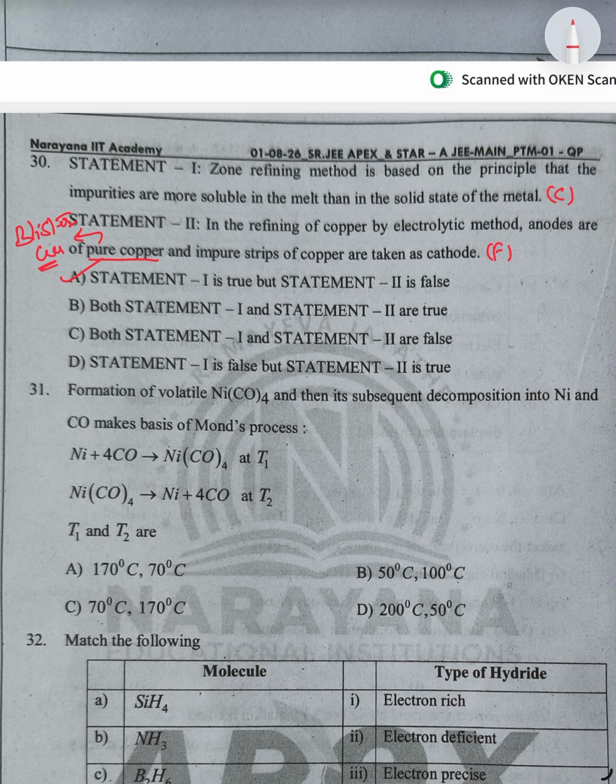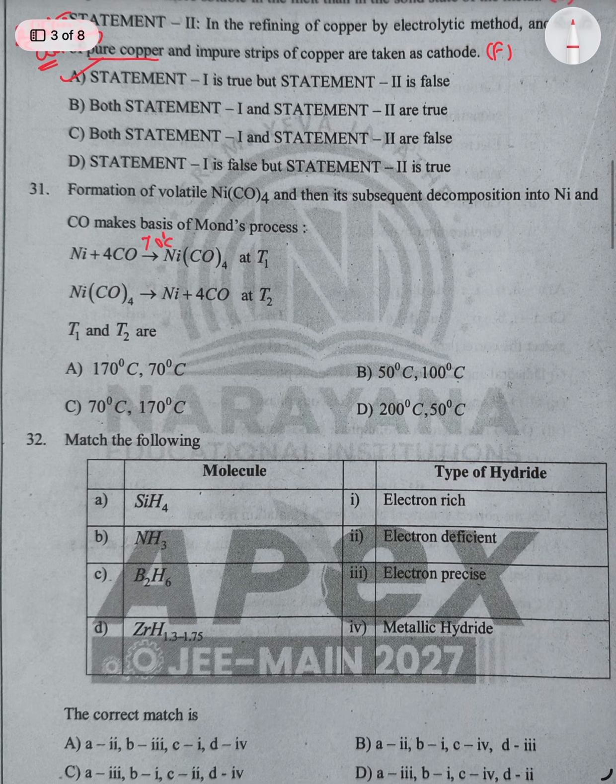First option is correct. Formation of volatile tetracarbonyl nickel and then its subsequent decomposition into nickel and carbon monoxide makes the basis of Mond process. So here the conditions, if you see: first one is nickel plus 4 moles of carbon monoxide gives tetracarbonyl nickel at T1. Generally this reaction takes place at 70 degrees centigrade. Next, tetracarbonyl nickel decomposes to nickel and 4 moles of carbon monoxide at T2. So this temperature is 170 degrees centigrade. C is the correct option.